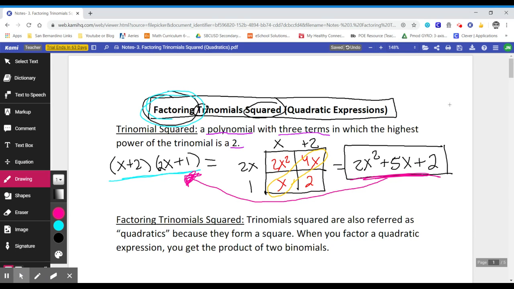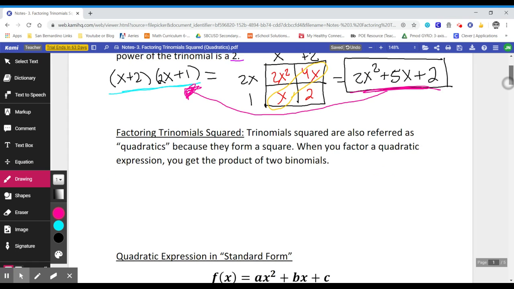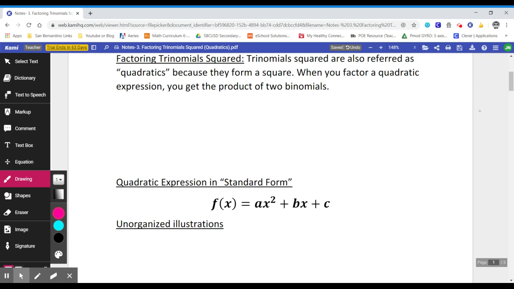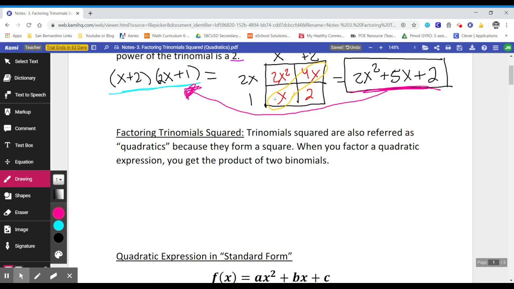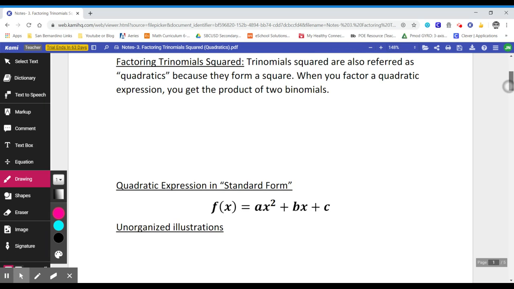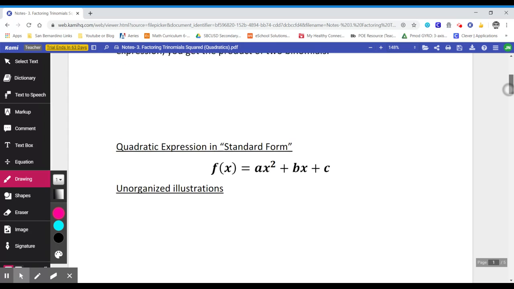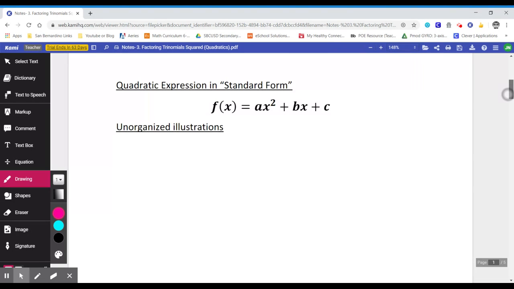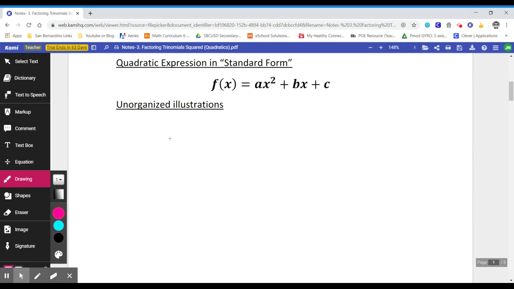So for factoring trinomials squared, which is right here, trinomials squared are also referred to as quadratics because they form a square. As you saw, what did you draw when you created this? You drew a box, meaning a square. So that's why they're called quadratics for the most part. When you factor a quadratic expression, you get the product of two binomials, which we just saw. So this is the standard form for a quadratic expression. The quadratic expression in standard form is the following: the function in terms of x is equal to ax squared plus bx plus c.